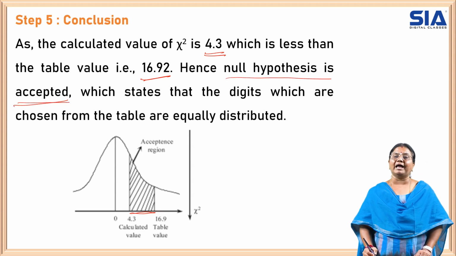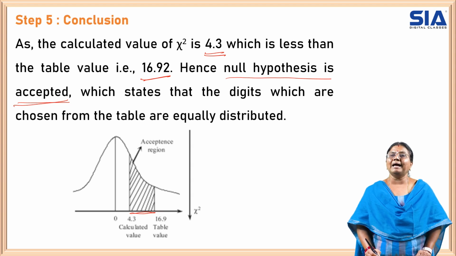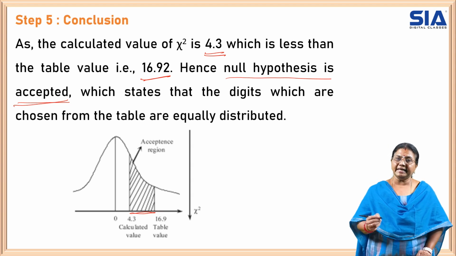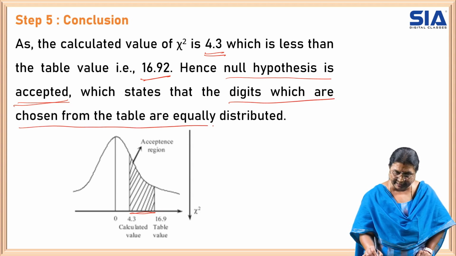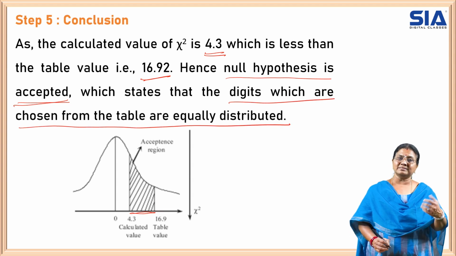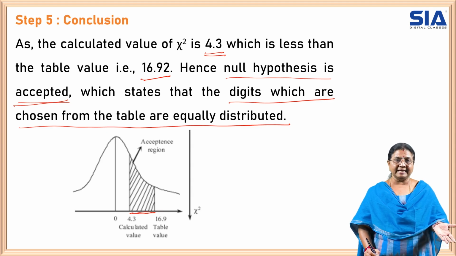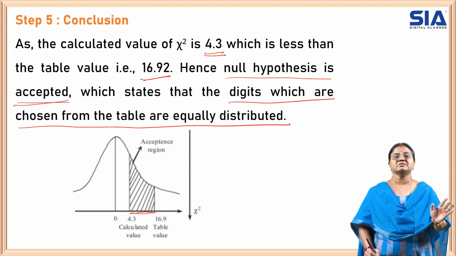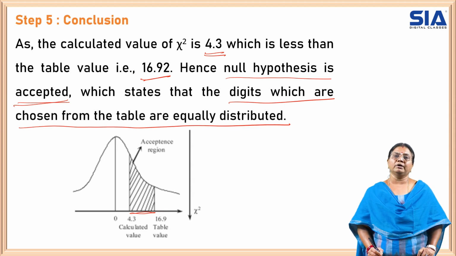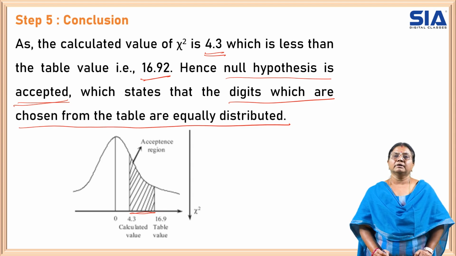As the calculated value is less than the table value, the null hypothesis is accepted, which indicates that the digits which are chosen from the table are equally distributed. So as the null hypothesis is accepted, saying that the table digits we have taken are equally distributed, the alternative hypothesis is rejected. This is how we do the chi-square test. I hope this video is helpful for understanding the chi-square and how to do the problem with the help of the chi-square technique. Thank you.